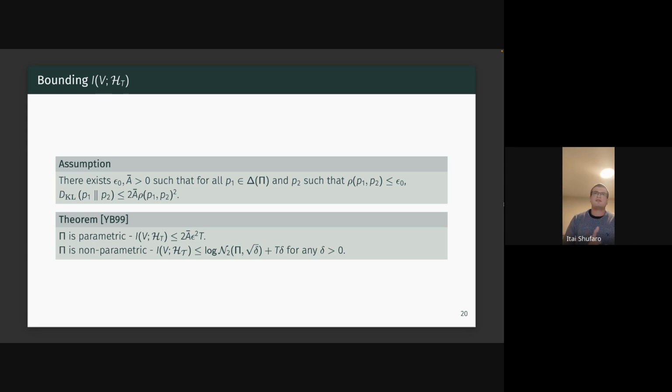So for any two stochastic decisions, P1 and P2, that are close enough to each other in terms of the metric rho, then we assume that the KL divergence between these two probability measures can be upper bounded by the norm rho squared. This is some regularity assumption on the KL divergence. And when this assumption holds, we can upper bound the mutual information term by 2 times some constant, epsilon squared t. And for non-parametric decision spaces, we use this more general mutual information upper bound.